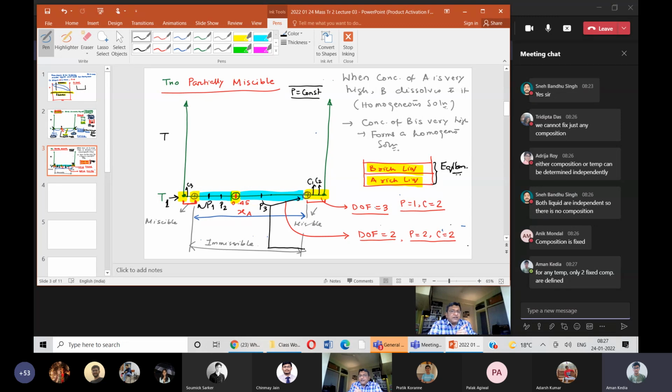I don't really have space. So whatever initial composition we take, finally, we are going to get two phases, right? 2 phases.